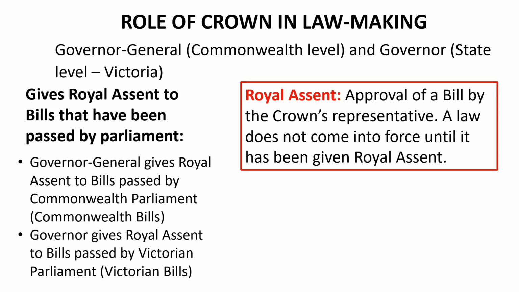The Governor-General is responsible for giving royal assent to bills passed by the Commonwealth Parliament, that is, Commonwealth bills, and the Victorian Governor is responsible for giving royal assent to bills passed by the Victorian Parliament, that is, Victorian bills.